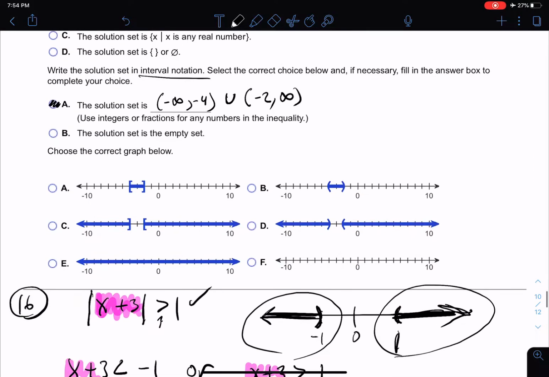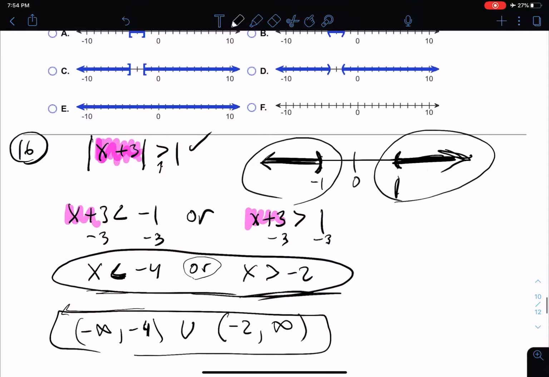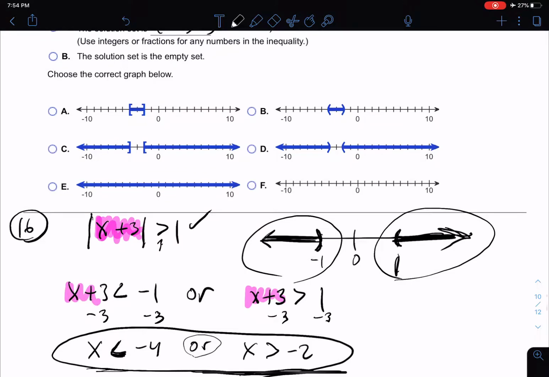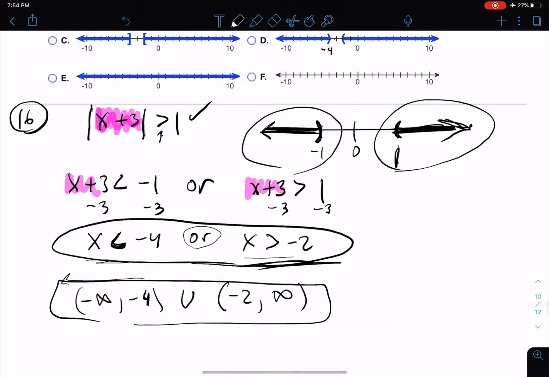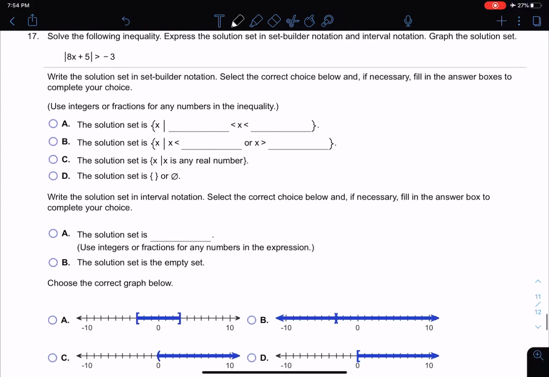And then our graph is less than negative 4. It's open. Where's negative 4 that's open? Oh, here we go. 0, 1, 2, 3, negative 4, and that's open, going to the left. And then it says, or x is greater than negative 2. That's negative 2, and it's greater than, so it's going to the right. That's definitely our graph. Then we move on to number 17, and we're almost there.